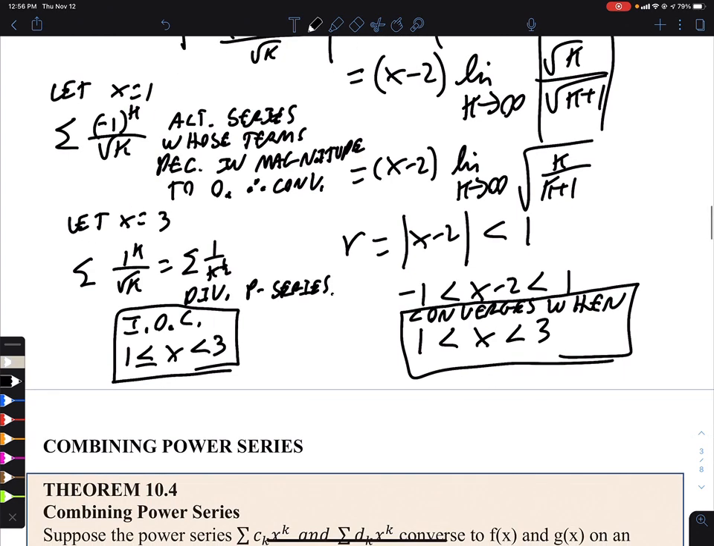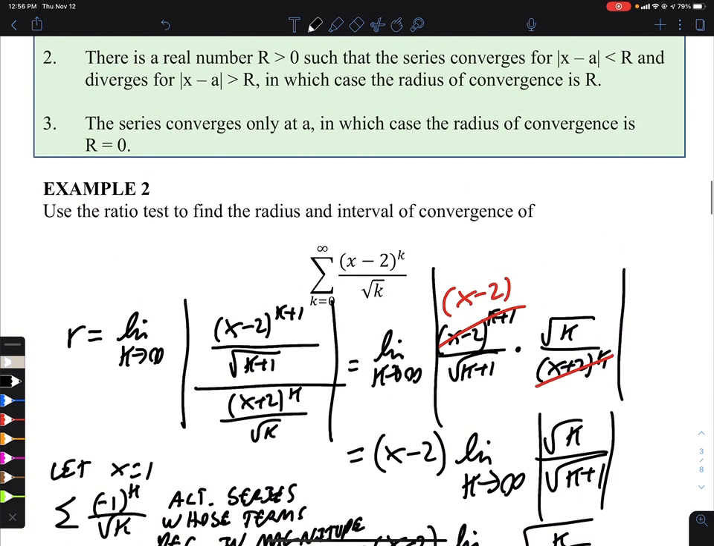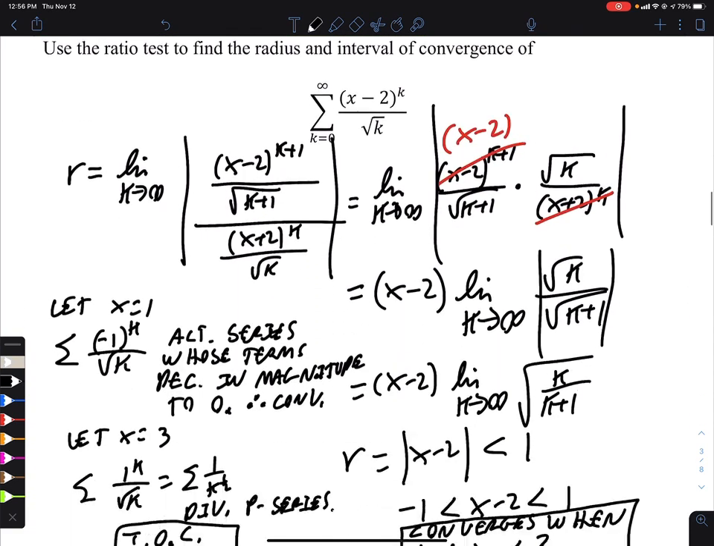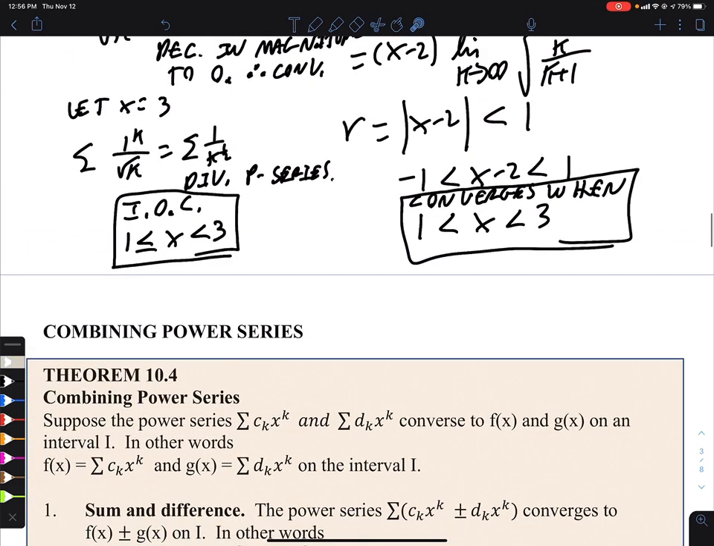So that's our interval of convergence. If it asks for a radius, I don't know if it does or not. Let me see. No, we just want the radius and interval. So the radius, well, this whole distance is 2. So the radius would be half that, which would be 1. That's that part.